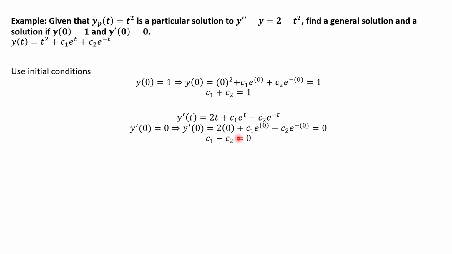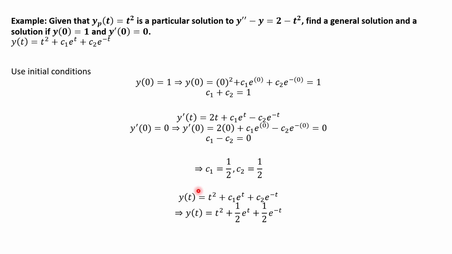And then you have a system of two equations. You can use substitution or elimination here, and you'll find out that c1 and c2 both equal 1/2. So then, put that all together, and our final solution here would be y equals our particular solution, t squared, plus, we found our coefficients, so 1/2 e to the t plus 1/2 e to the negative t.